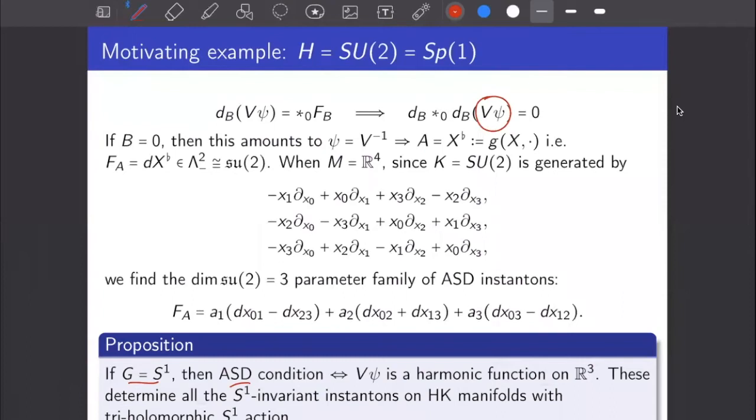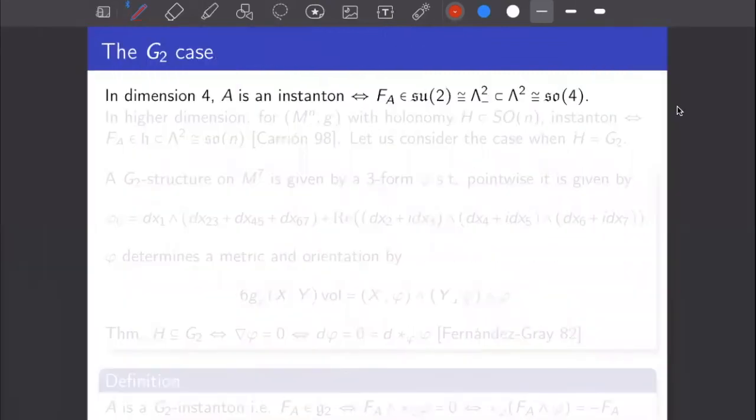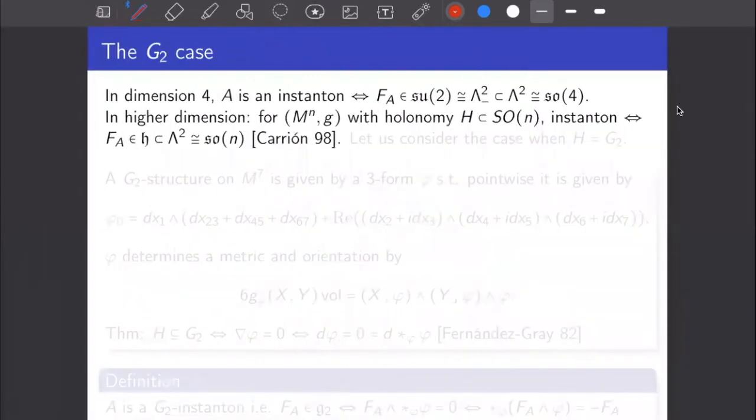Okay, so first thing I have to tell you now is what is a G2 instanton. So let's get to that. In dimension 4, an instanton was a connection form A whose curvature belongs to SU(2), which was the holonomy algebra of a hyperkähler manifold. In higher dimension, for a special holonomy manifold with holonomy H, the connection form A is called an instanton if its curvature, as a matrix of 2-forms, belongs to the holonomy algebra H.